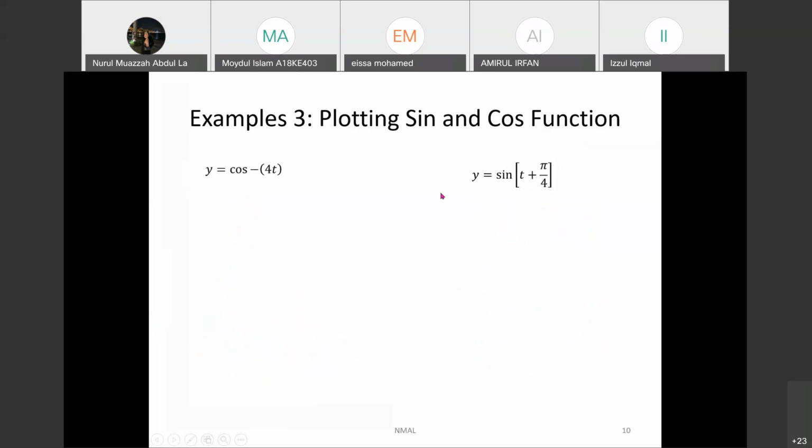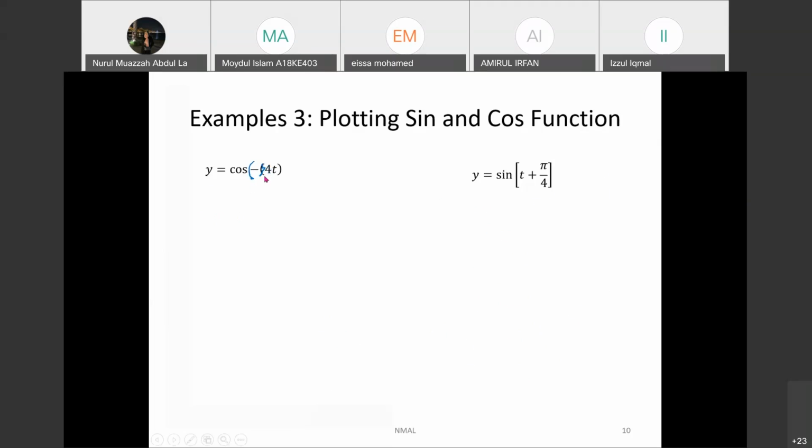Okay, there's another one here. I think for this one, you can try to do it by yourself. For this question, I spelled it wrong. This is cos -40. The negative should be inside here. Another one is y equals sin t plus pi over 4. So you can try to plot this.